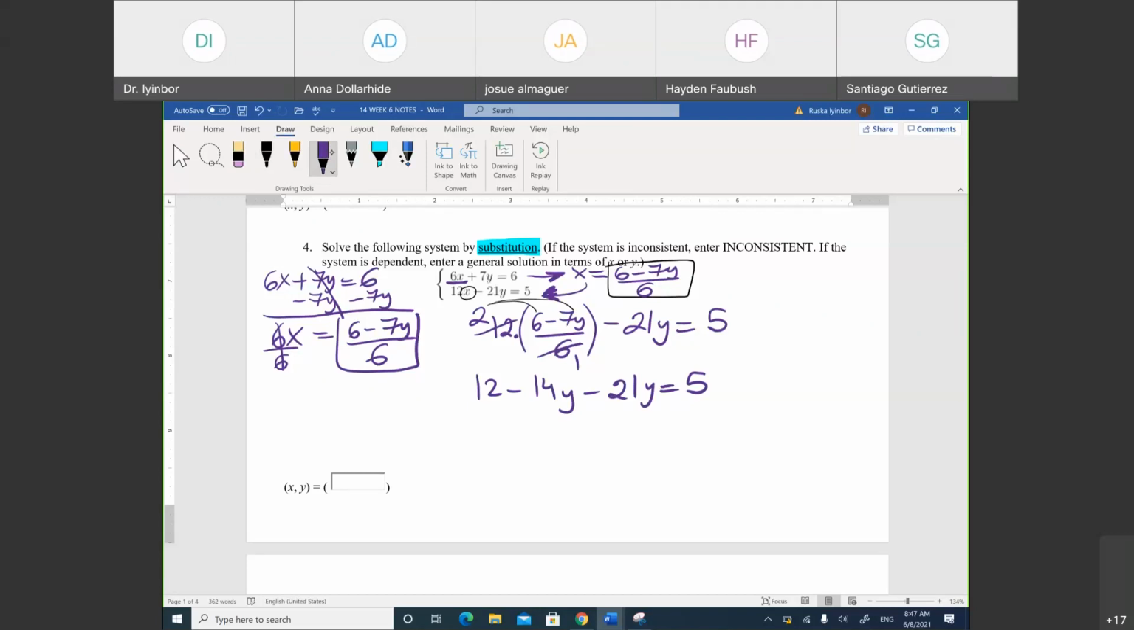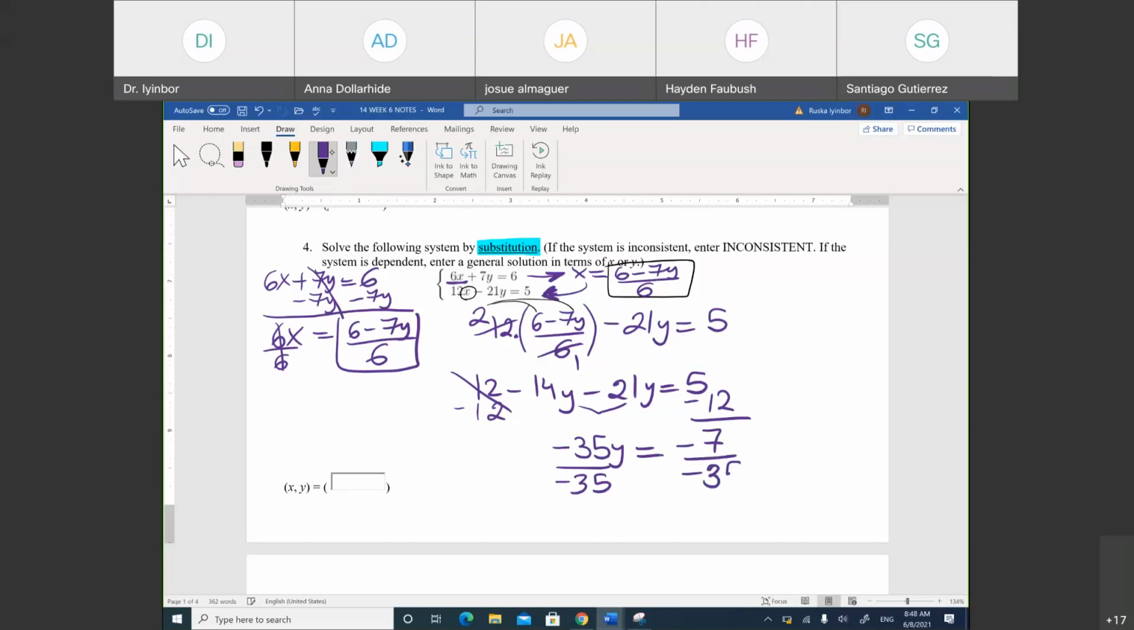So I'm going to add minus 12y, I'm going to add those two, and I'm going to subtract 12 to move it over. So we have negative 14 minus 21 is going to be negative 35y equals 5 minus 12, which is negative 7. And then, see, I get an equation with only y. I'm going to divide by negative 35. And that's going to give me y.